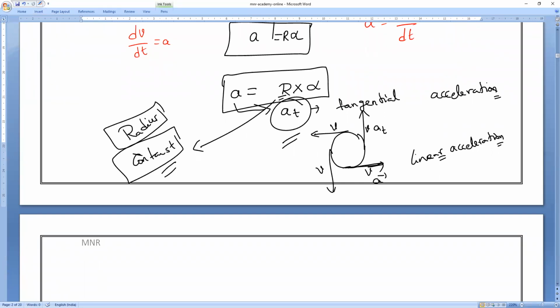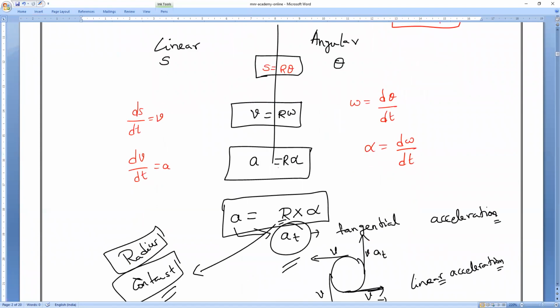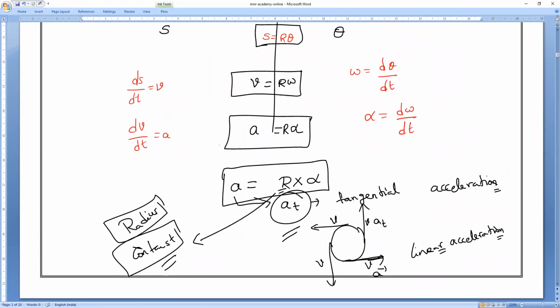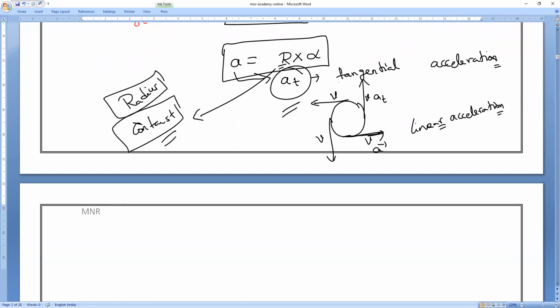So what is the relationship between s and theta? S is equal to r times theta. And v and omega: v is equal to r times omega. And a and alpha: a is equal to r times angular acceleration. Whenever I say linear acceleration, it is actually the tangential acceleration. So a_t, the tangential acceleration, is equal to r times angular acceleration. That is what you have to remember.